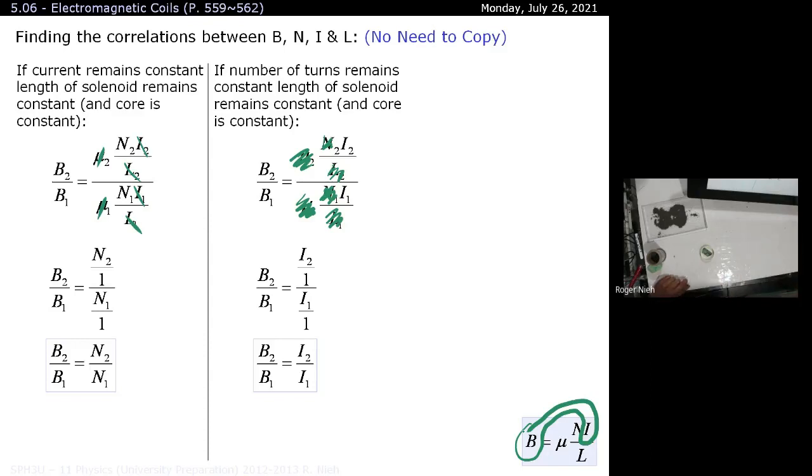Okay, because at the end of the day, what do you have? You have B is equal to mu, which is a constant, N, which is a constant, L, which is another constant, and you're multiplying by I. So it's just one big fat constant in front times I. And that's why B is going to be proportionate to I. So B2 over B1 is going to be equal to I2 over I1 because they are proportionate.